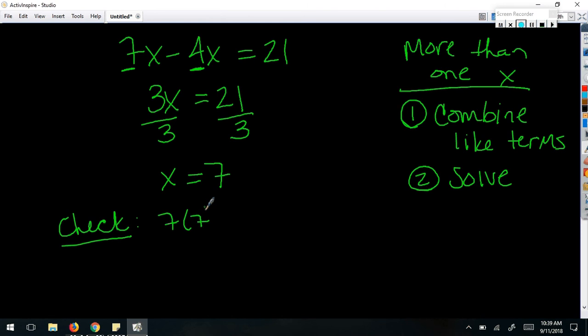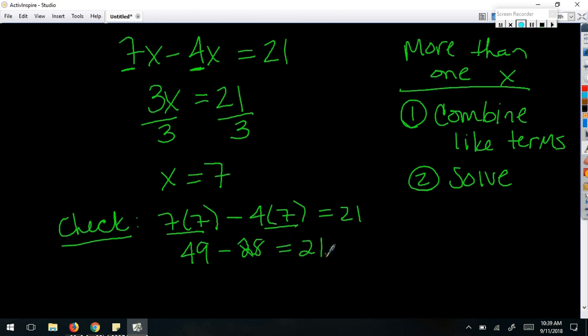Seven times 7 minus 4 times 7 equals 21. As I check this, am I going PEMDAS or am I going SADMAT? PEMDAS, because I'm simplifying. Okay, checking, I want to go PEMDAS. So, no parentheses, no exponents. How about the multiplication division? Yes, there's multiplication. What's 7 times 7? 49. What's 4 times 7? 28. The question is, does that equal 21? Yes, it does. So, yes, that's the answer.